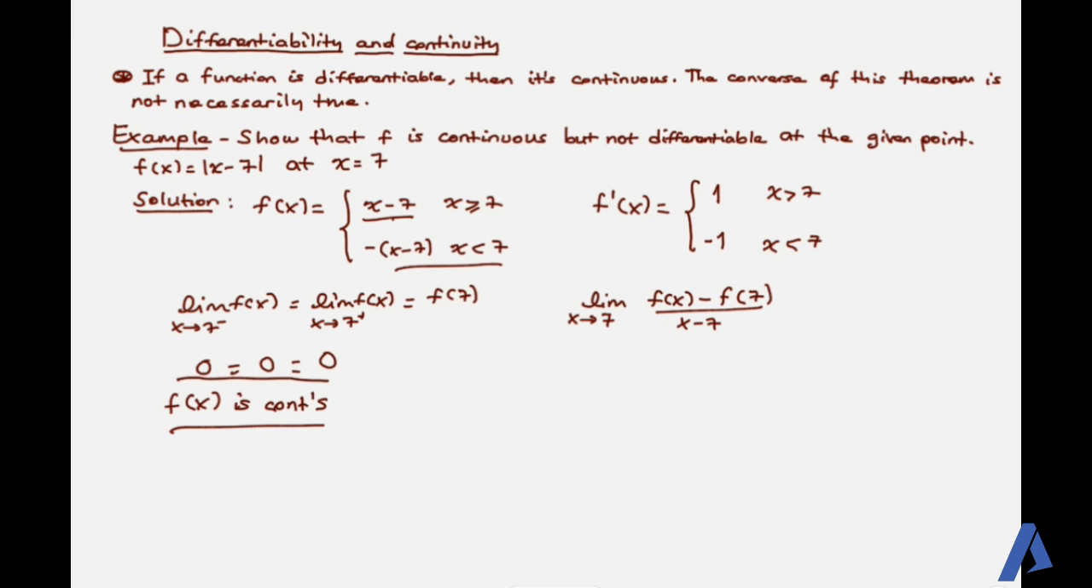That is, the limits from the left and from the right are not the same, which means the limit as x approaches 7 itself does not exist. So this limit does not exist, meaning f derivative at x is non-existent. So at x equal to 7 the function is not differentiable but it is continuous.